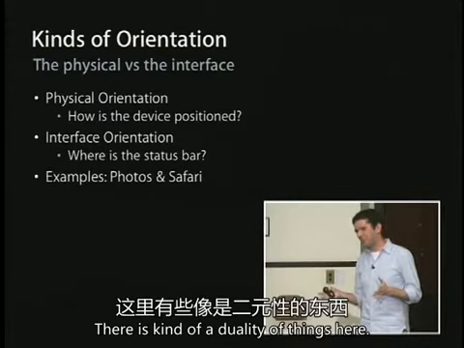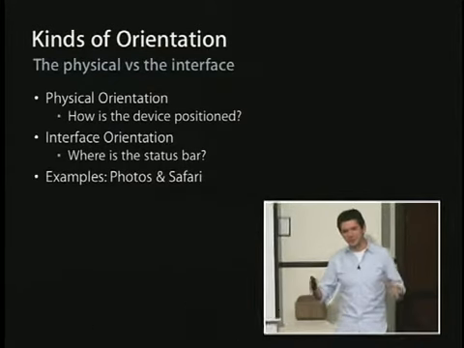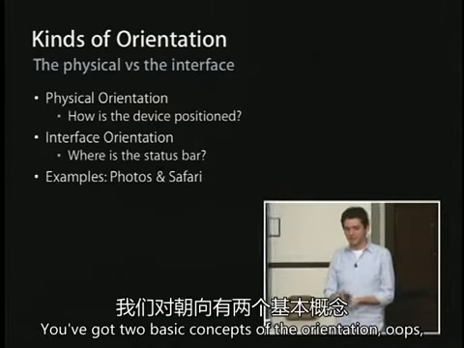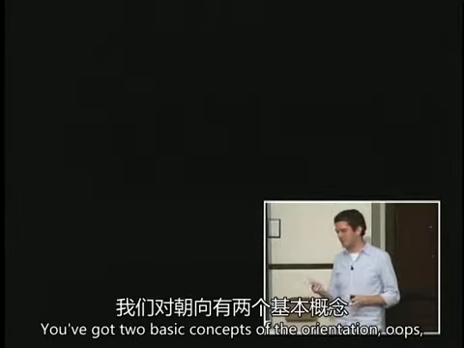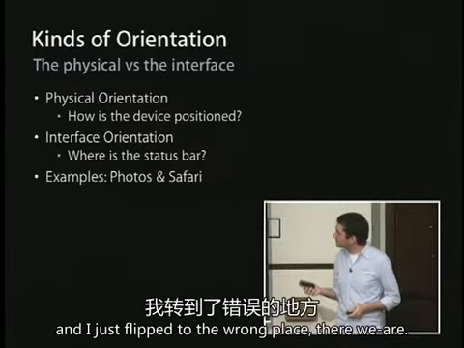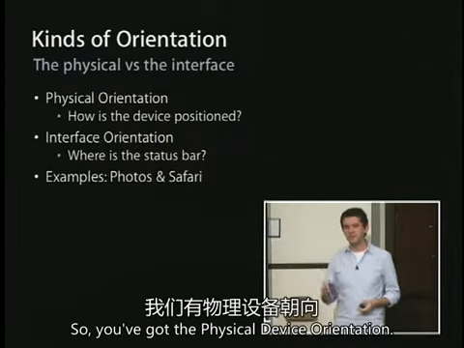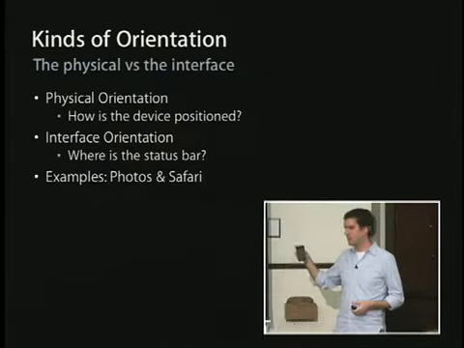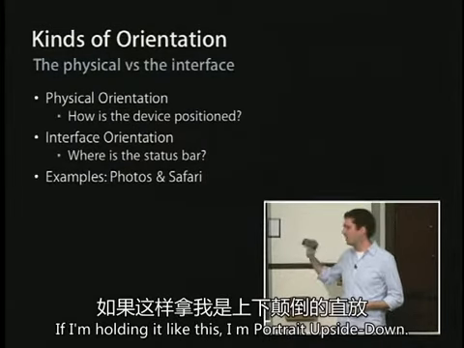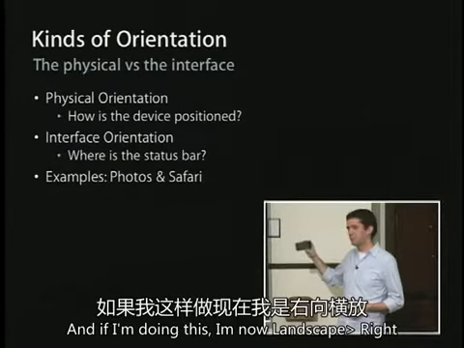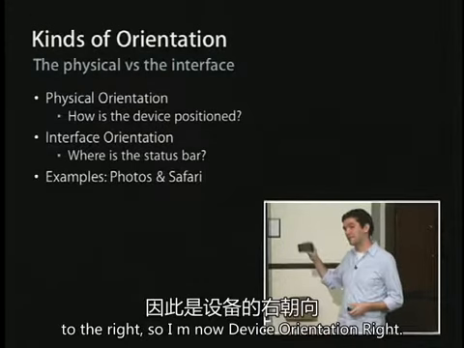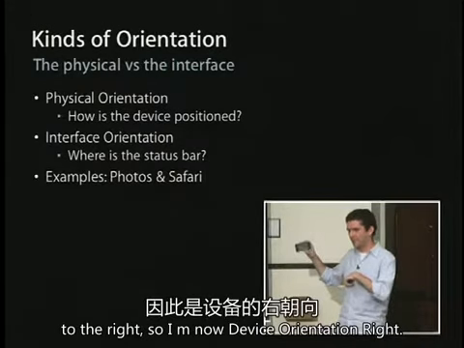There's a duality of things here. It's a little weird, so bear with me for a second. You've got two basic concepts of the orientation. You've got the physical device orientation. In this case, let's say I'm holding it like this. I'm portrait. If I'm holding it like this, I'm portrait upside down. And if I'm doing this, I'm now landscape right, because I've taken the device and rotated it to the right. So I'm now device orientation right.